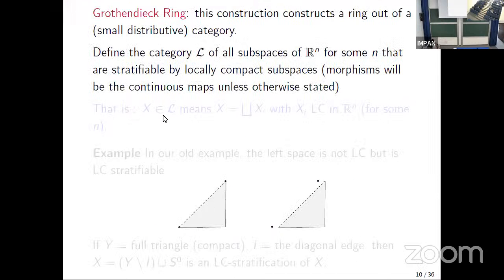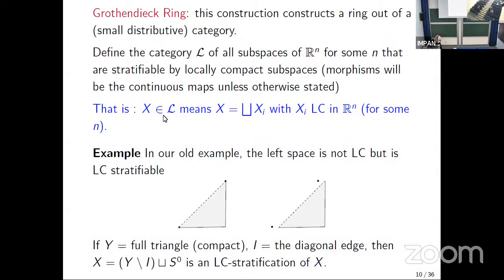Okay, so. Sorry, if I go too fast, let me know. The construction is called the Grothendieck ring construction, and you are familiar with it. So you take the category L of all subspaces that are stratifiable by locally compact sets, with continuous maps. I don't really care about maps. So X is in L, it's a disjoint union of such spaces. This is one of them.